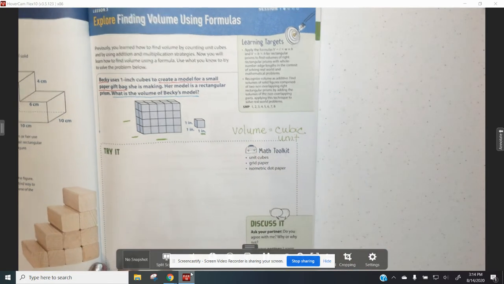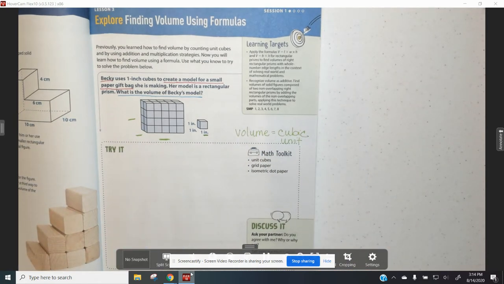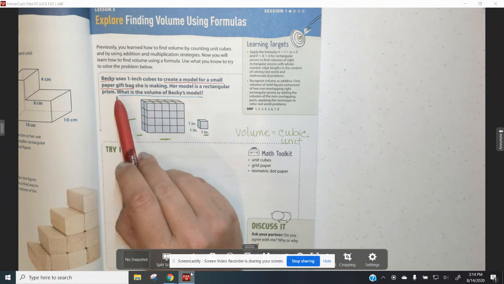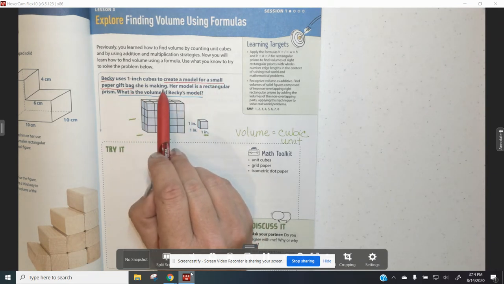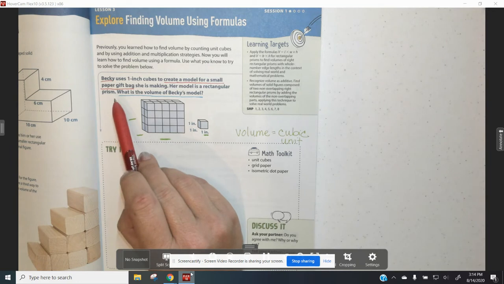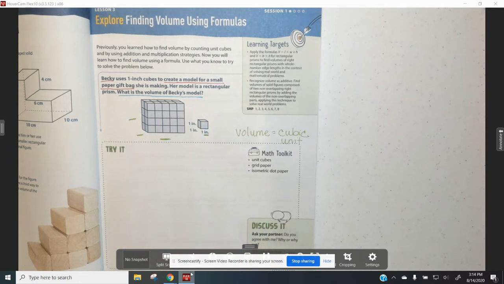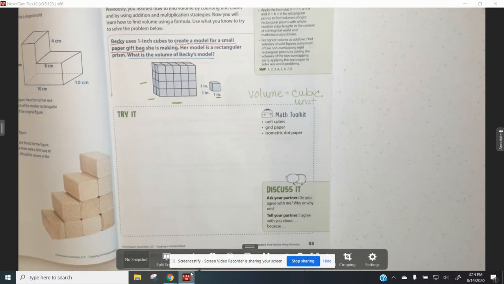So right now, what I'd like for you to do, I'm going to read the question one more time, and then I want you to pause it and solve it the way you know how to solve it. The way we've practiced a few different methods, so do the way that is your absolute favorite. So let me read it, and then you can pause. Becky uses 1-inch cubes to create a model for a small paper gift bag she is making. Her model is a rectangular prism. What is the volume of Becky's model? So go ahead and pause the video here, solve it, and then come back and I'll see if you solved it the way that I did.